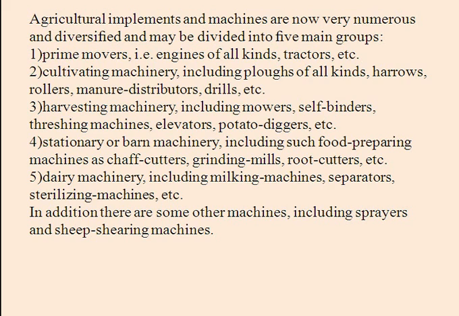Harvesting machinery, including mowers, self-binders, threshing machines, elevators, potato diggers, etc. Stationary or barn machinery, including such food preparing machines as chaff cutters, grinding mills, root cutters, etc. Dairy machinery, including milking machines, separators, sterilizing machines, etc. In addition, there are some other machines, including sprayers and sheep shearing machines.